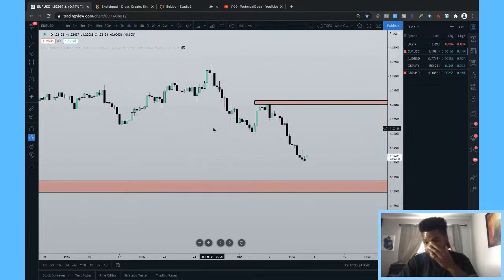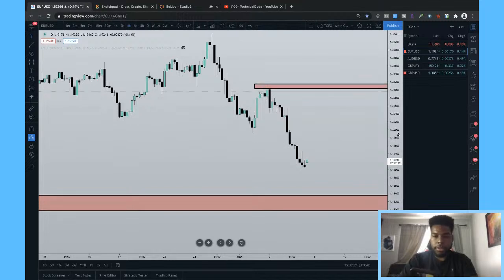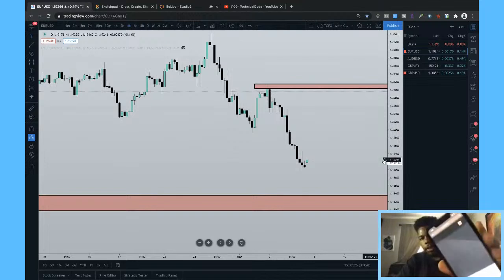Yes, I'm actually funded by FTMO. I mean, I could show you. Let me see. So nonetheless, these are 2 daily zones. And you can see I'm about to load the FTMO stuff.